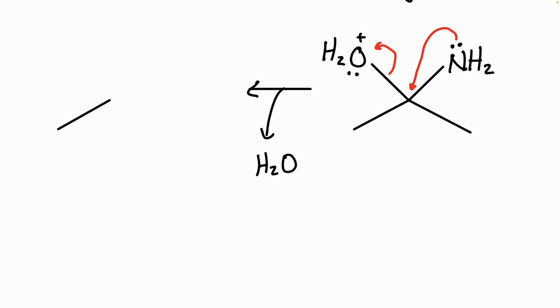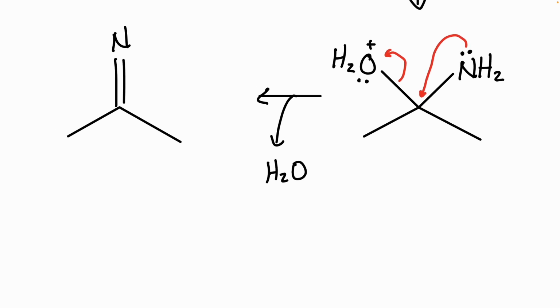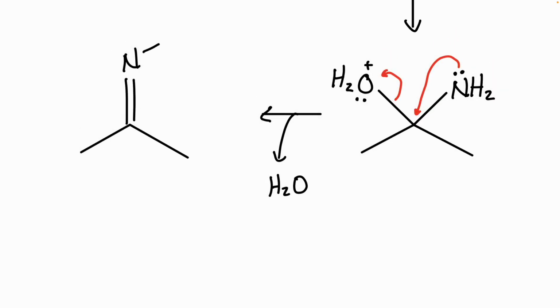Right, so importantly, when that pair of electrons comes down, I'm no longer going to have a carbon-nitrogen single bond. I'm going to have a carbon-nitrogen double bond. Right, to be clear, this lone pair of electrons that came down formed my new pi bond with that carbon atom.